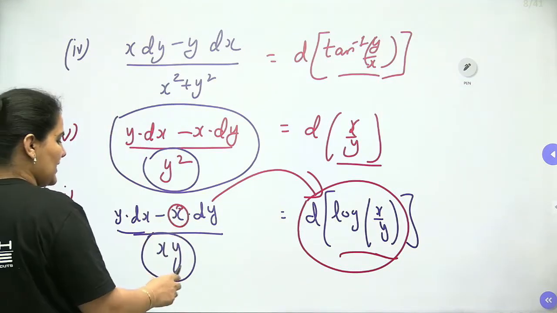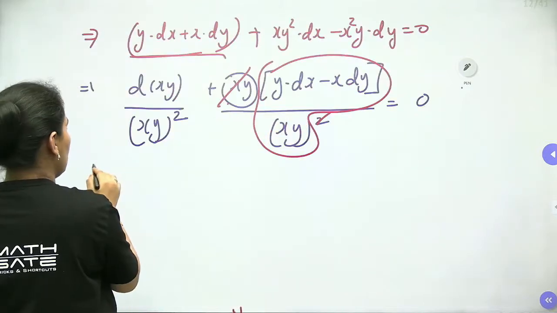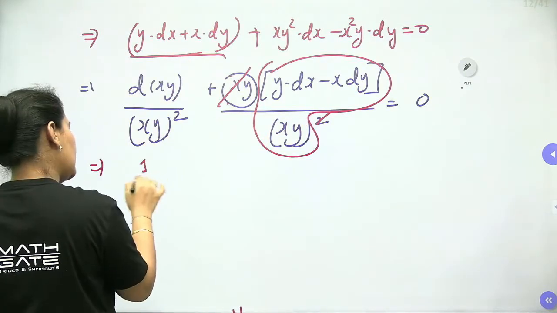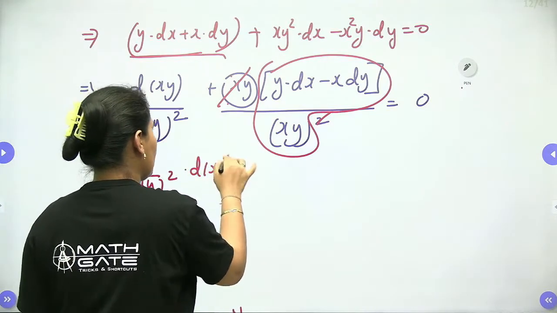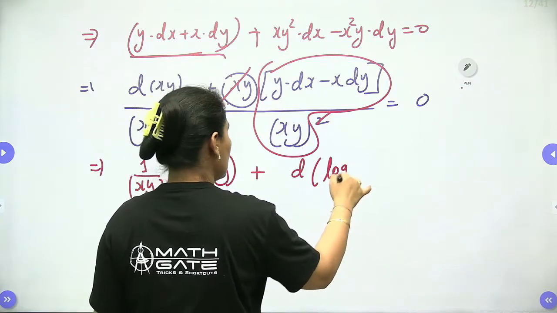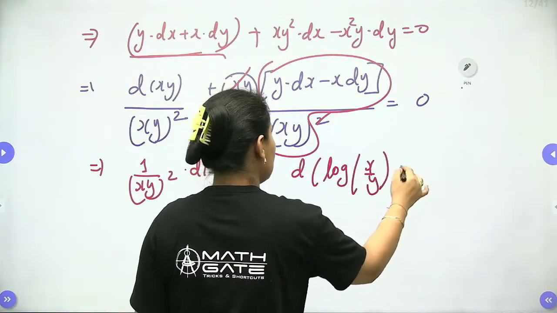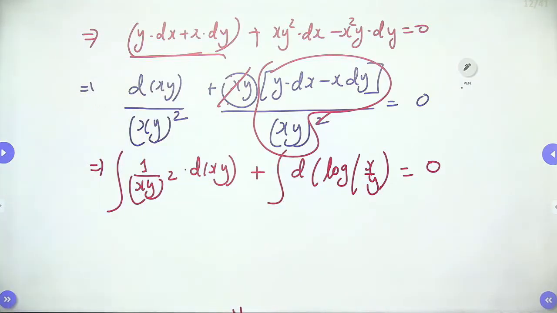So whenever we have x and xy here, we can write x by y. So it will be the form of log of x by y, and here we will keep 1 by xy square as it is. It will be the differentiation of xy plus the differentiation of log of x by y is equal to 0. Now integrating both the sides.